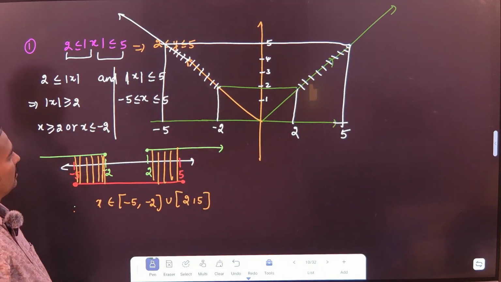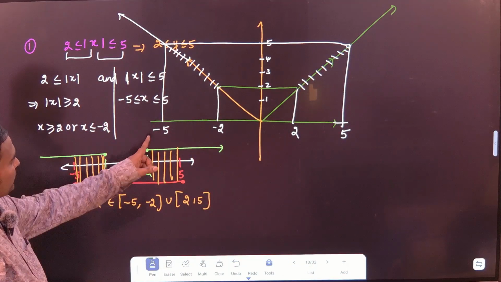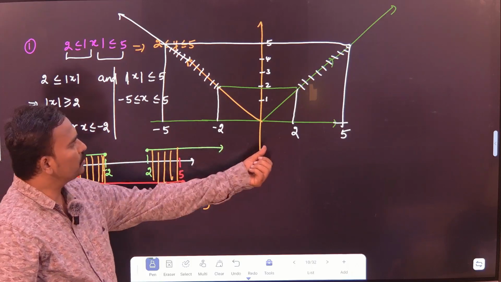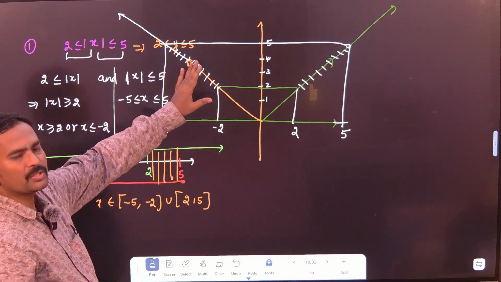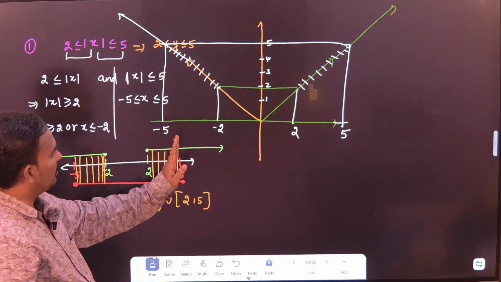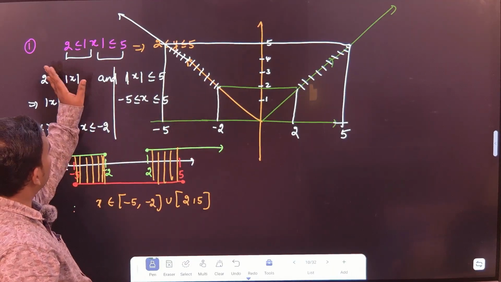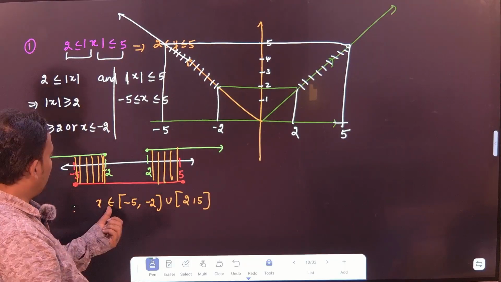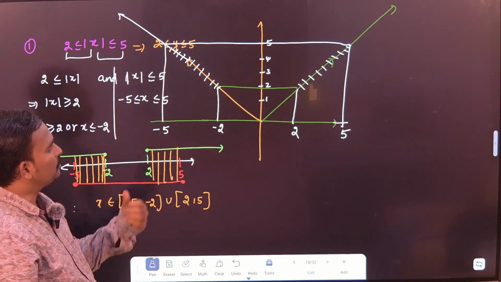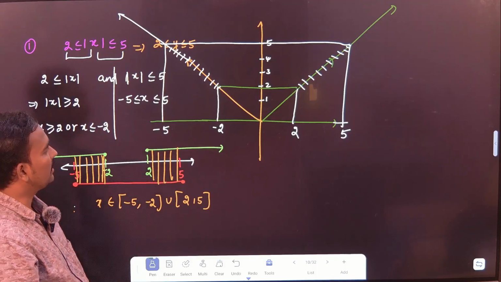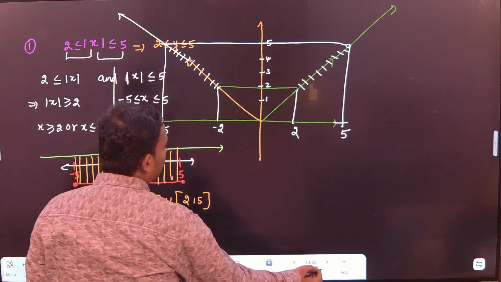Understand? So the common solutions are what? Minus 5 to minus 2, and 2 to 5. This is your common solutions, right? So if you take this interval, that would be 2 to 5. The y value would be 2 to 5, which means x would be minus 5 to minus 2 and 2 to 5 input values, right? I hope everyone understands. Next we'll go for the next question.